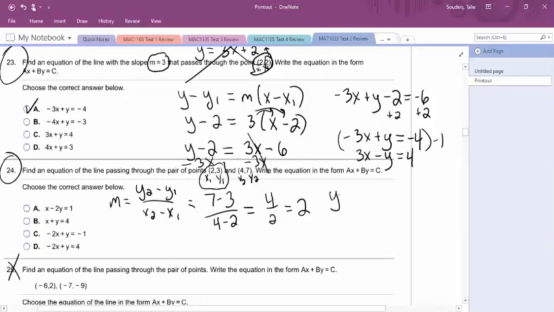y minus what? 3. Equals 2 times the quantity x minus... x minus the x coordinate. So x minus 2. Very good. Now what would you do? Distribute. Good.